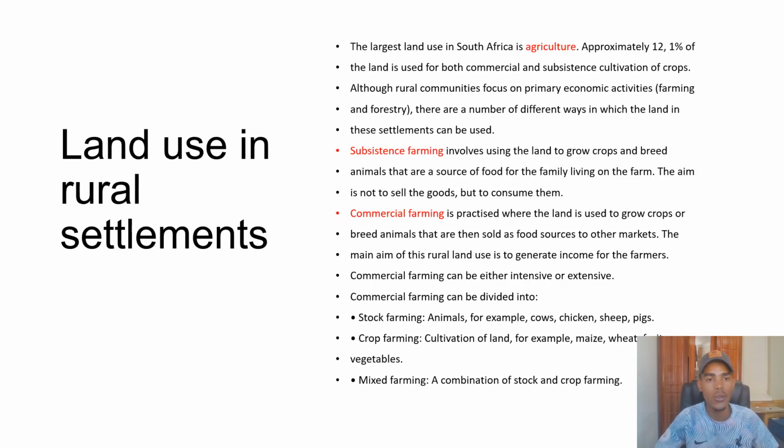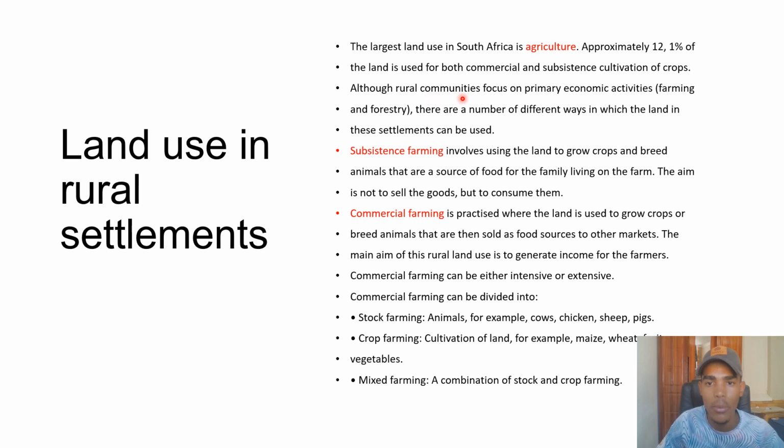Then we have land use in rural settlement. What is the land being used for? So the largest land use in South Africa is agriculture. Agriculture is approximately taking 12.1% of the land uses in South Africa. So the land is used for both commercial and subsistence cultivation of crops. Do not panic when you hear such words. We're gonna come through them.